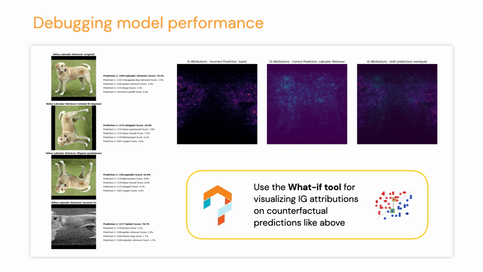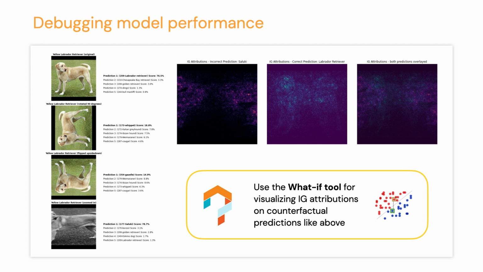When using IG feature attributions for debugging, you are looking for insights into some of the following questions. What features are important? How well do the model's learned features generalize? And does the model learn incorrect or spurious features in the image?